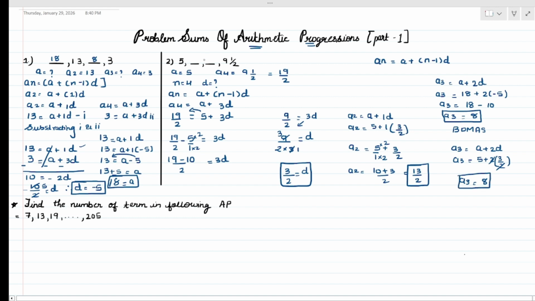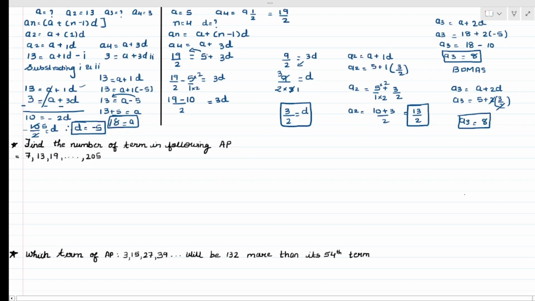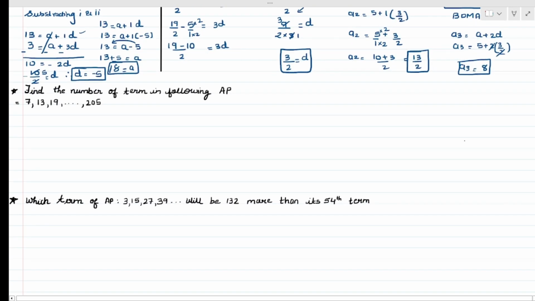So write it down over here. It becomes 13 upon 2. And this one is 8. So this is done. Moving on to the next question, which says, find the number of terms in the following AP. So I need to find the number of terms. That means, first, clearly understand the question.